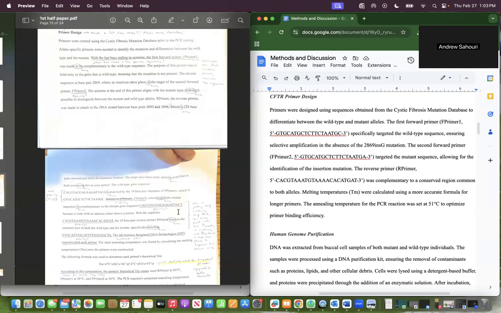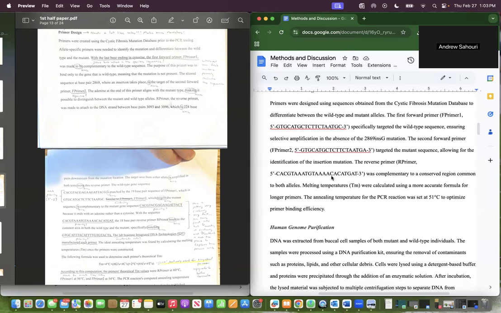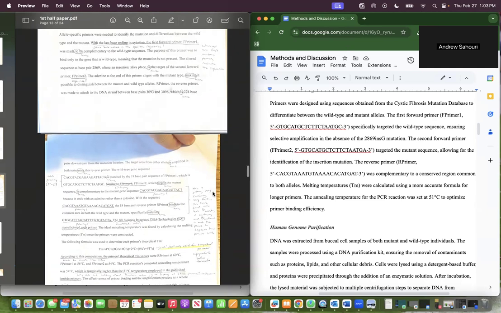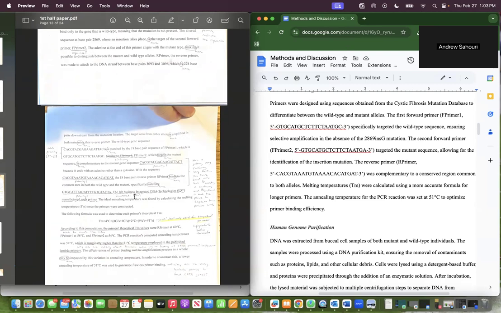However, this is confusing, so I removed that. And I also put the polarity, and then this is all very confusing, so I summarized it while removing a lot of it and keeping the most important parts. So I still said that the annealing temperatures were found using a more accurate formula, because this formula was good, but it was only used for tiny short primers.